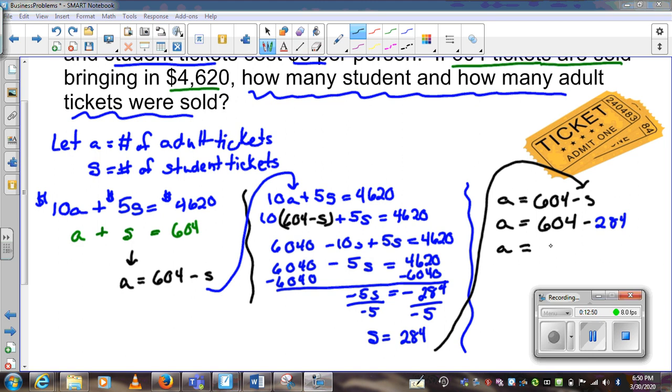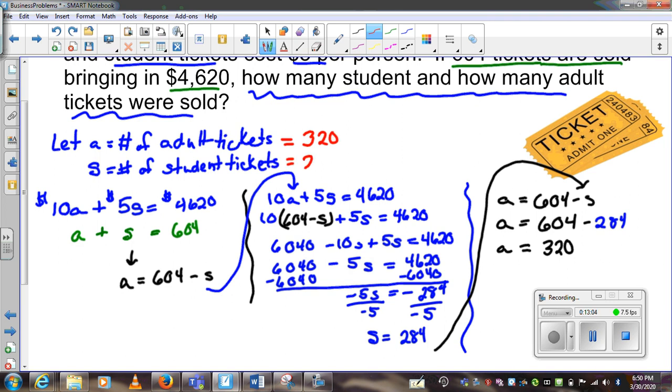And I am getting an answer of 320. So I'm going to bring both of these back up. So the number of adult tickets was 320. The number of student tickets was 284. I'm going to box that. And again, I can show you a quick check here. Let me bring up my calculator again.